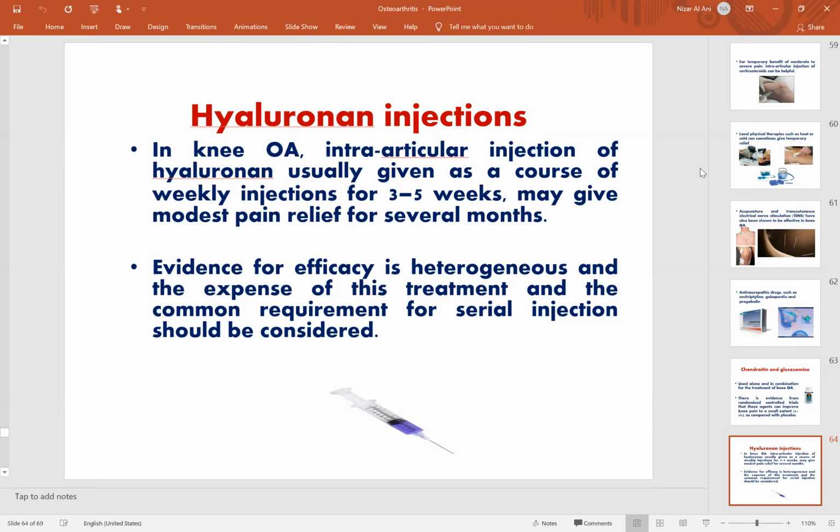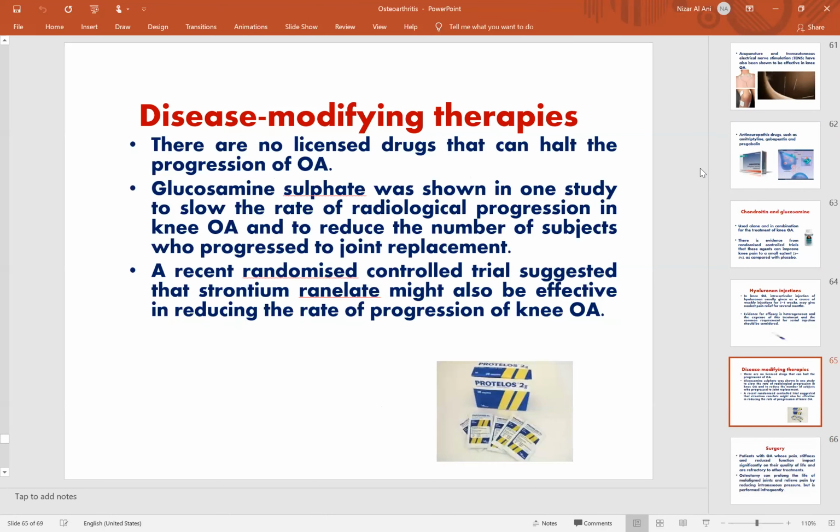Hyaluronic acid injections in knee osteoarthritis: intra-articular injection of hyaluronic acid, usually given as a course of weekly injections for 3 to 5 weeks, may give modest pain relief for several months. Actually, it is beneficial in some patients with early OA or in advanced OA in patients who have contraindications to joint replacement, contraindications to surgery, like patients with heart failure or other conditions.